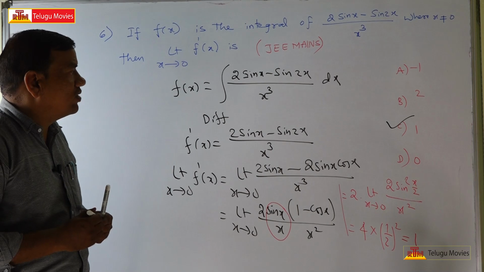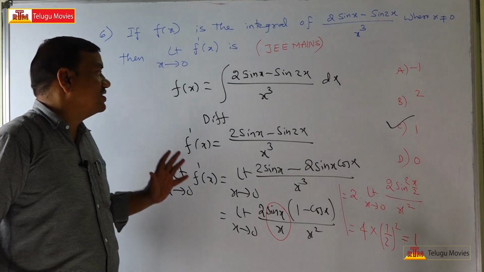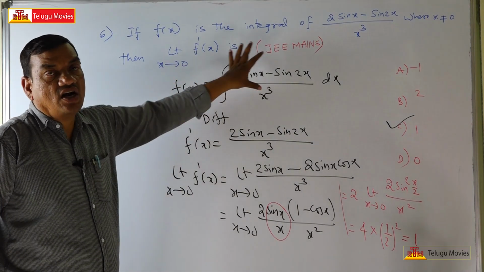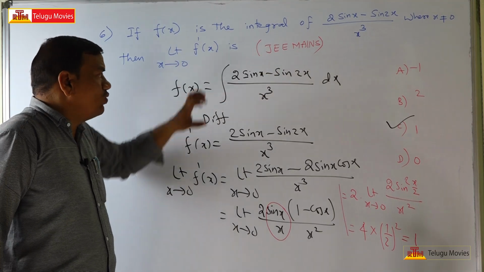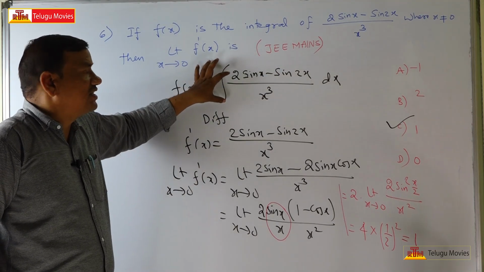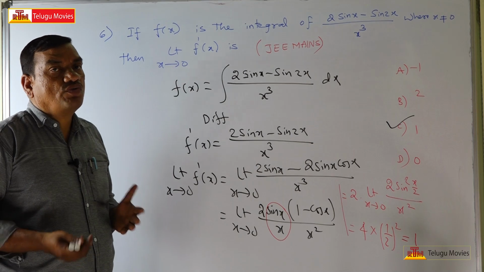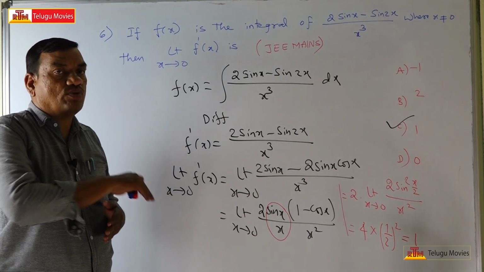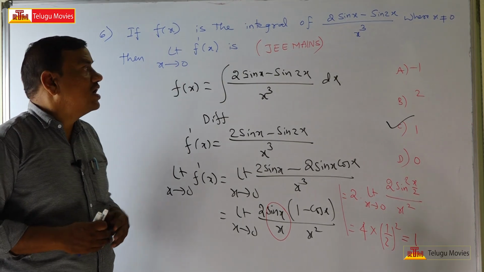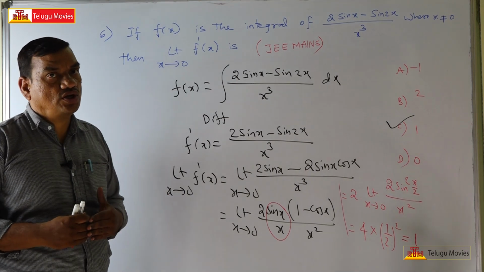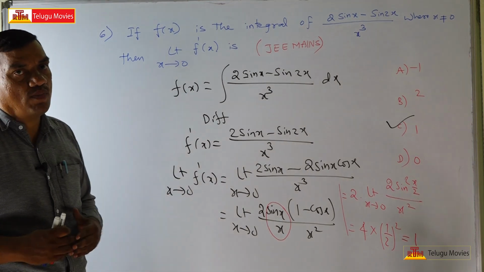Such easy problems are being given. The only concept here is that f of x is the integral of one given function. So how do we remove this integral? By differentiating. Why? Because integration is the reverse process of differentiation. I hope you understand this solution. So let us go to the next problem.